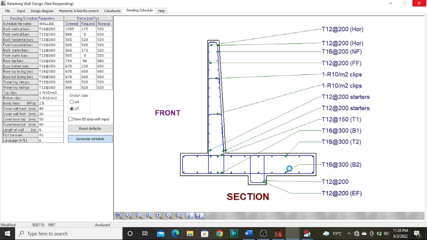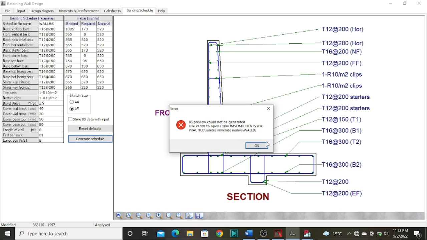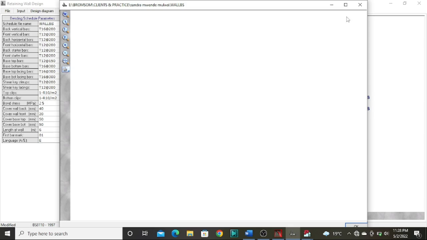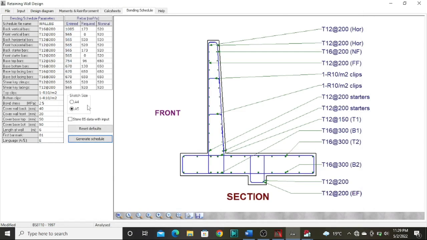You can see this is a section. This is a message obtained because I had generated reinforcement and it has shown me where it is. Therefore, we are done with the design of our wall, and you can observe the details as highlighted here.